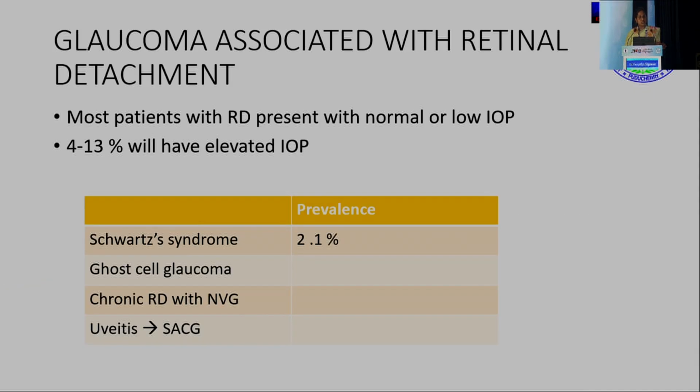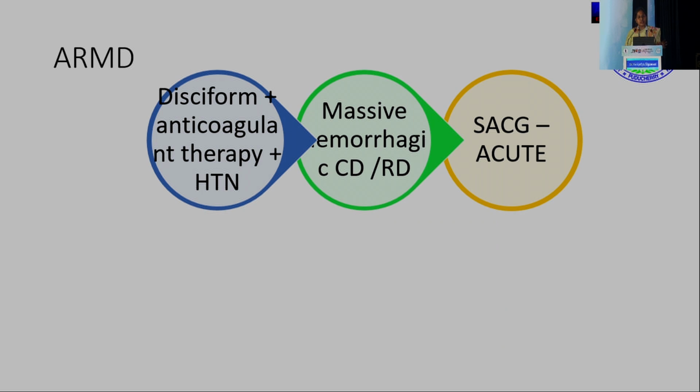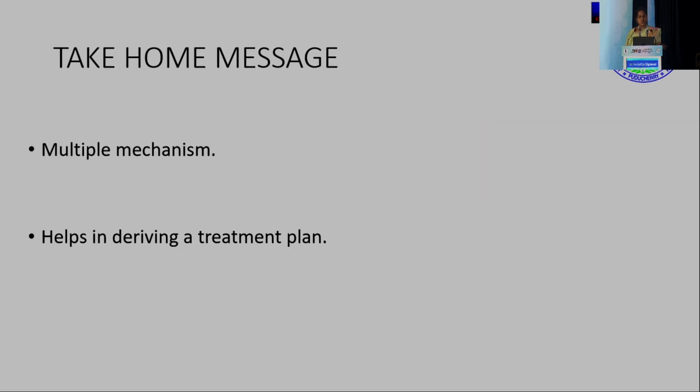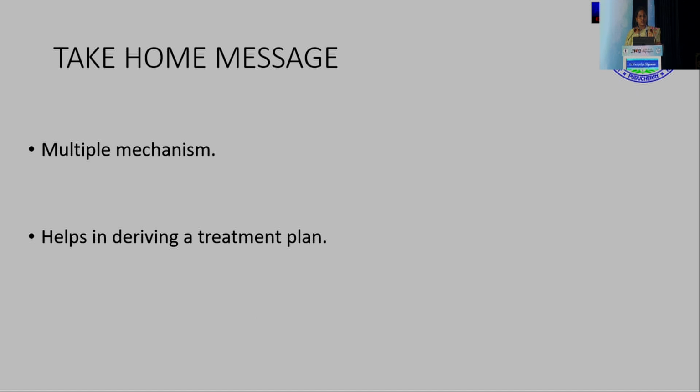Among other retinal disorders, retinal detachment can cause glaucoma if it is associated with Schwartz syndrome, where the outer segments of the photoreceptors block the trabecular meshwork. In ARMD, sometimes anticoagulant therapy with disciform scarring and hypertension can cause massive hemorrhagic RD or CD. Glaucoma associated with retinal treatment, like scleral buckle, silicone oil, gases, PRP and intravitreal injections, will be dealt with subsequently by Dr. Amit sir. So multiple mechanisms are involved, and identifying each mechanism is very important in taming this beast and controlling the intraocular pressure.